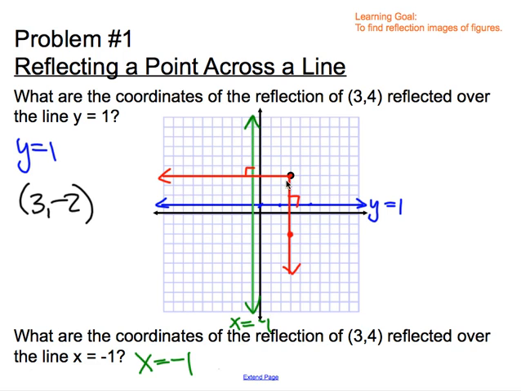We're going to count how many squares. So it's 1, 2, 3, 4 squares to get to the line. Then 1, 2, 3, 4 squares past, and we're going to draw that point. So the coordinates of this point now are 1, 2, 3, 4, 5 to the left. So we have -5, and we're still up 4.